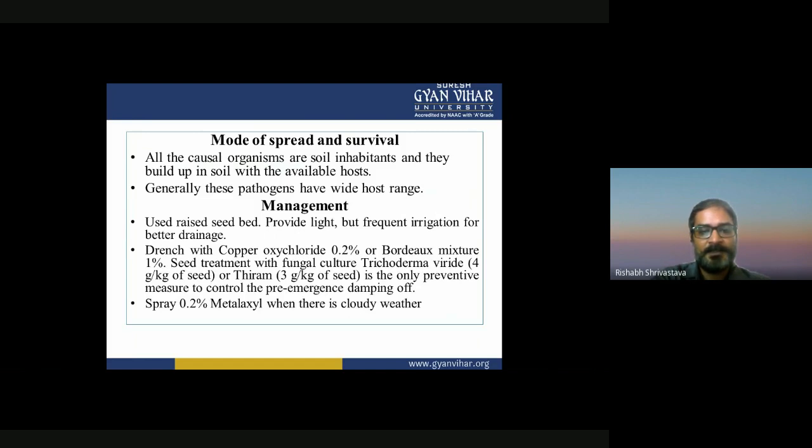Use raised seed bed, provide light but frequent irrigation for better drainage. Drench with copper oxychloride 0.2% or Bordeaux mixture 1%. Seed treatment with fungal culture Trichoderma viride 4 gram per kg of seed or Thiram 0.3 grams per kg of seeds is the only preventive measure to control the pre-emergence damping off. Spraying 0.2% metalaxyl when there is cloudy weather.